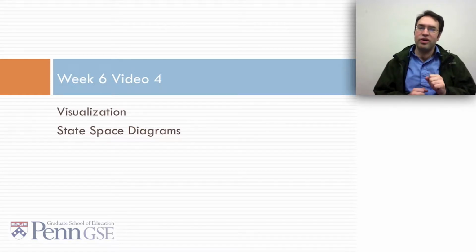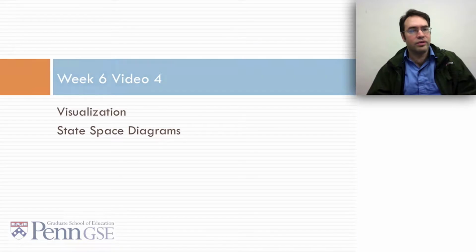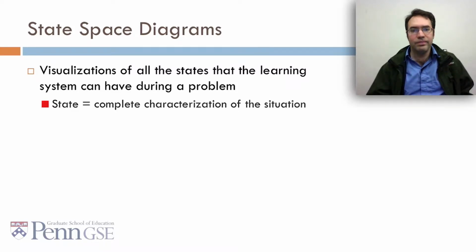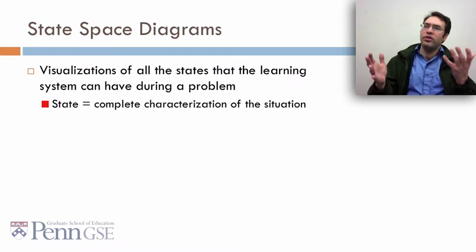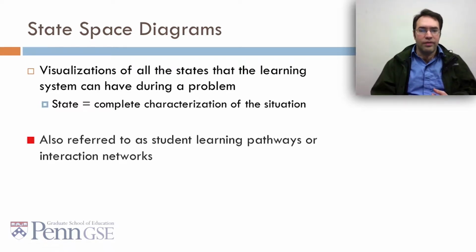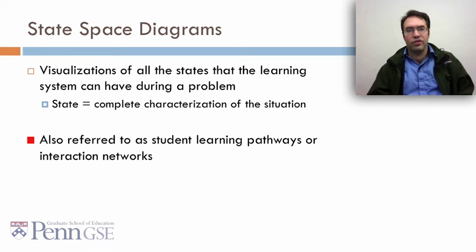Today we're going to continue our discussion of visualization by discussing state space diagrams. State space diagrams are visualizations of all the states that the learning system can have during a problem or other learning activity. A state is a complete characterization of the situation: anything you have to know about the current state of the simulation, what's currently in it, whatever the player has done. These are also referred to as student learning pathways or interaction networks. Lots of names for them. Also state space networks.